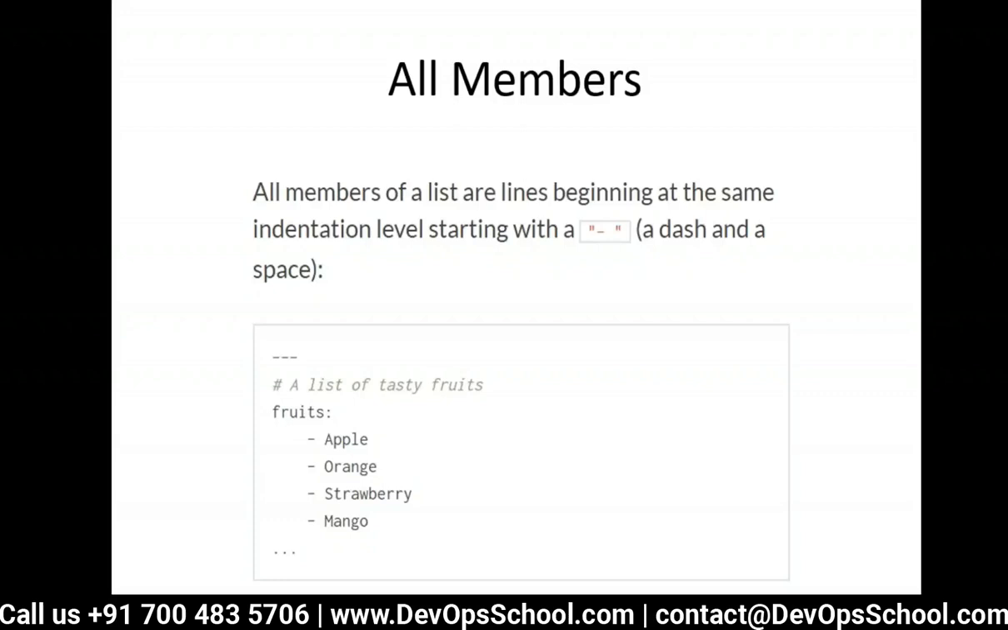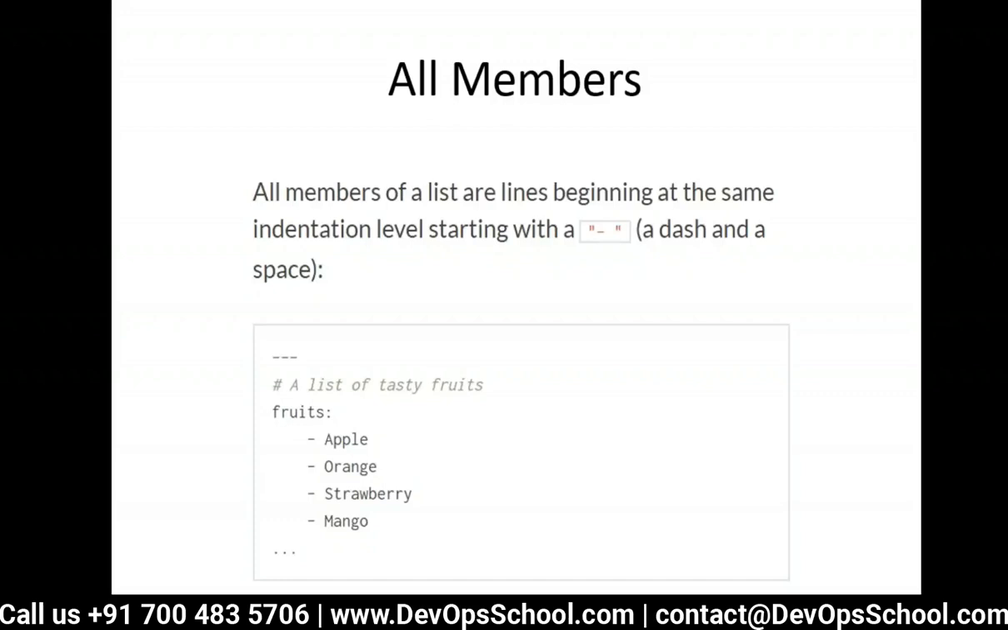So you see here, if you look at the element, the element of the list always would be separated by space and hyphen and then space. Now this should be identical. Identical means that whatever spacing you follow at one place, you have to follow across the whole YAML file. Otherwise, if it is not identical, then that will not be a valid YAML.